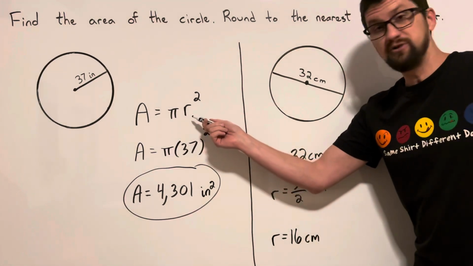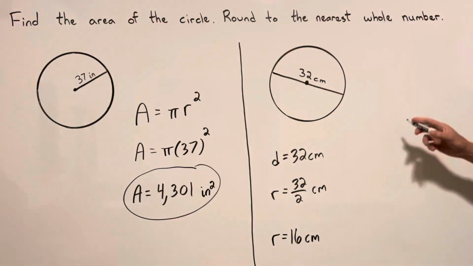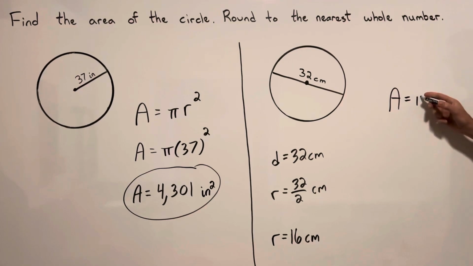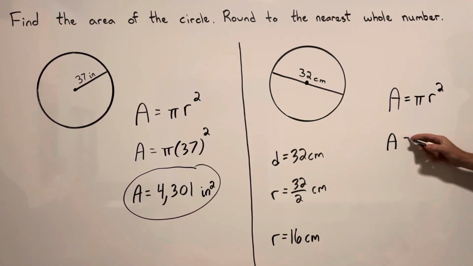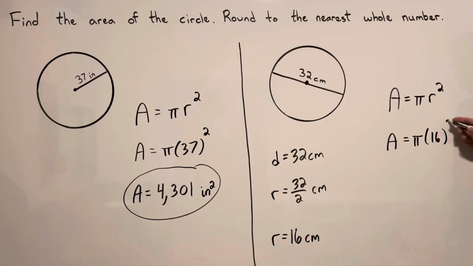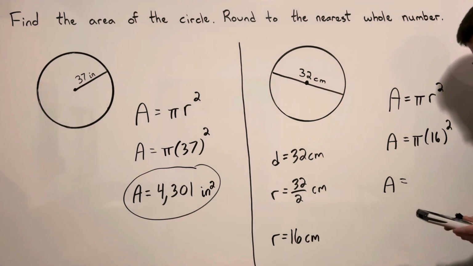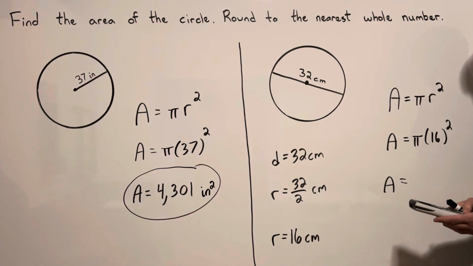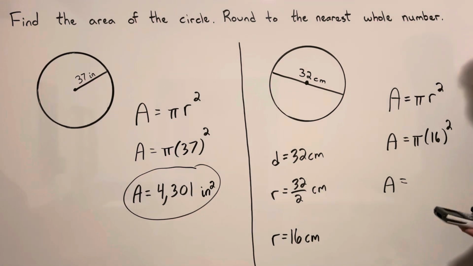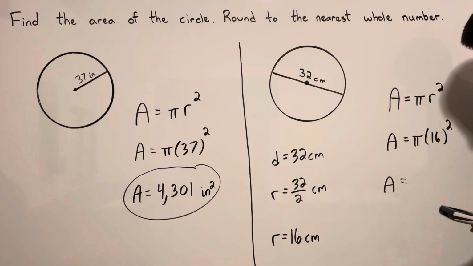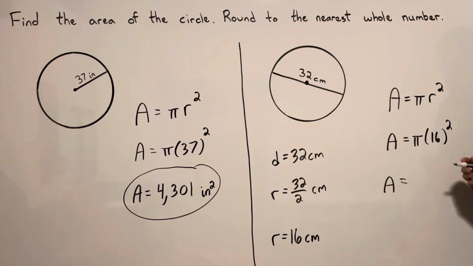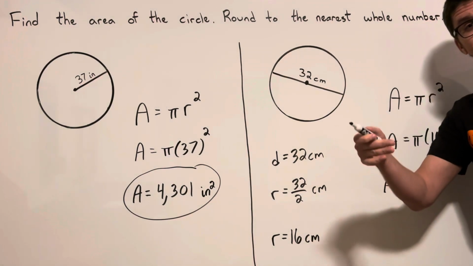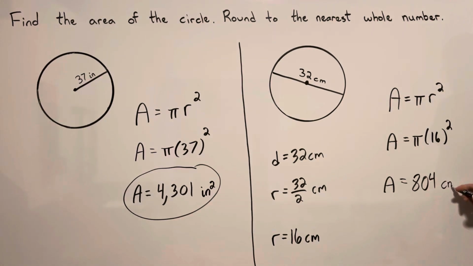So I'm going to use the same formula, but now I'm going to plug in 16 for the radius. So this time in the calculator, I'm going to do pi times 16 times 16. And rounded to the nearest whole number, I have 804. And the radius is in centimeters, so the area is going to be in centimeters squared. That's how you find the area of the circle.